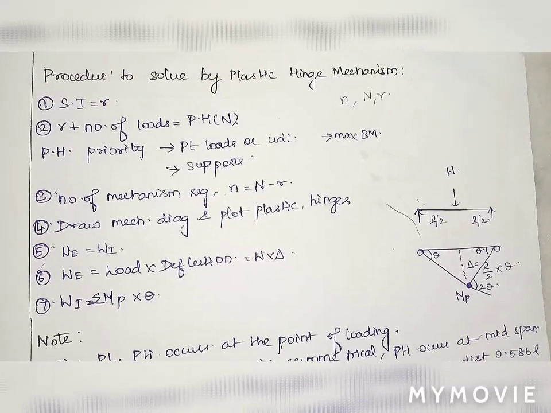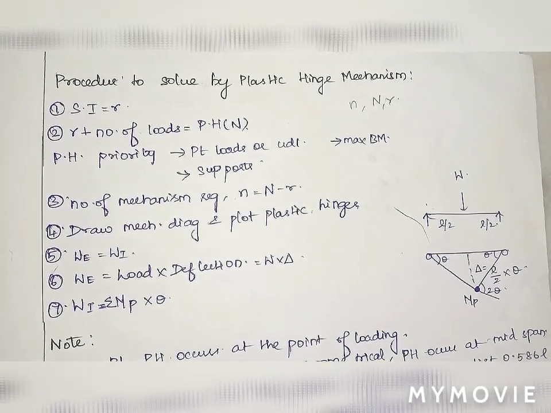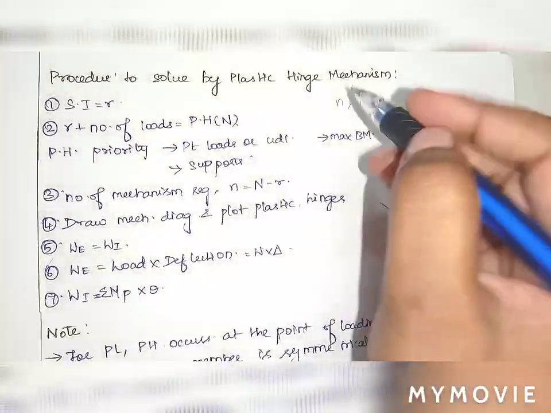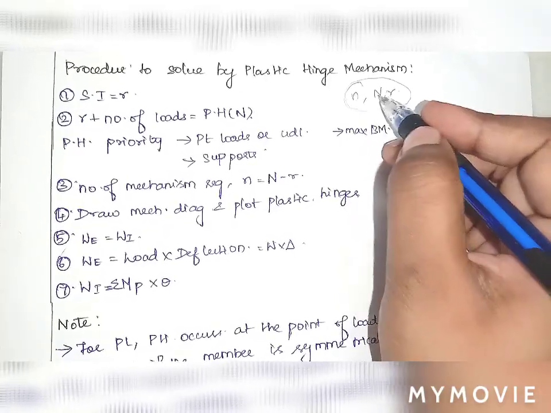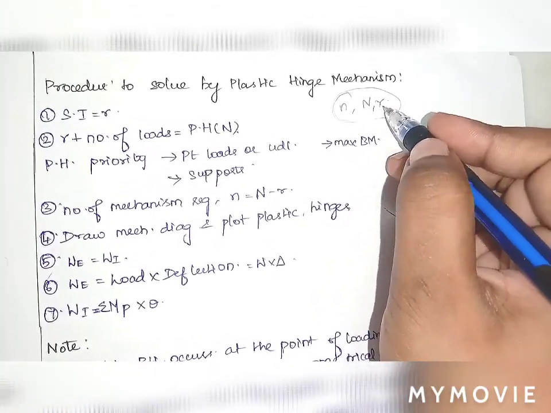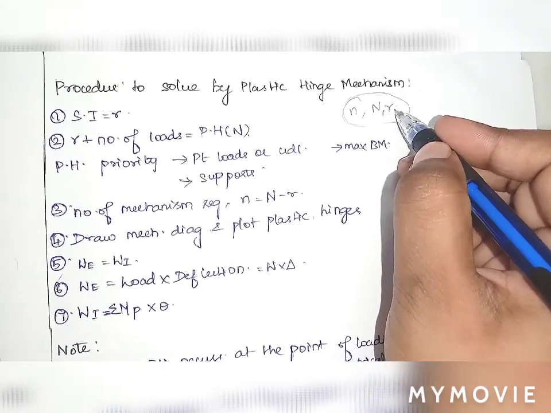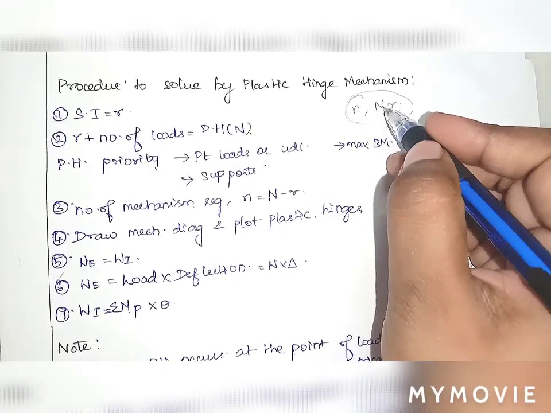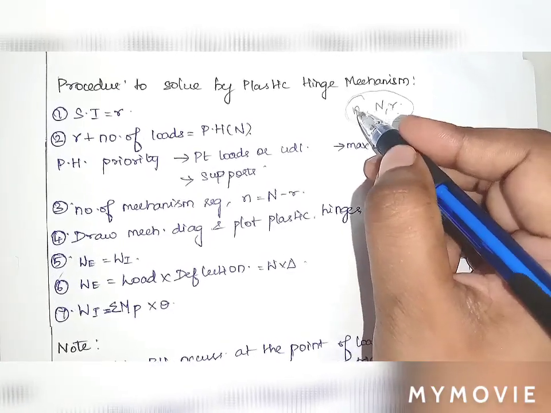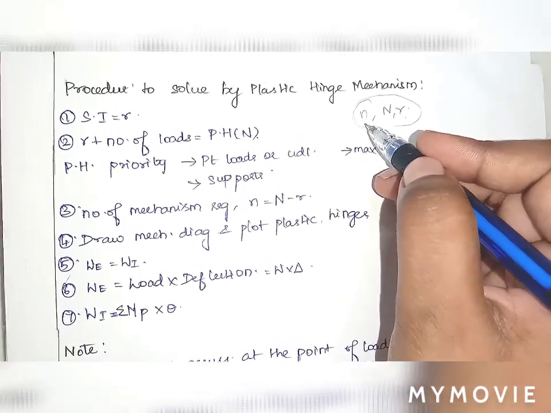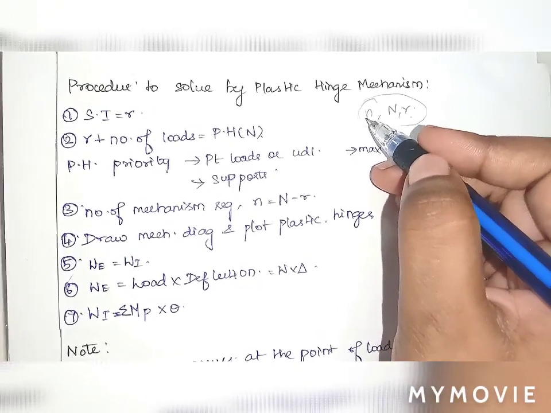Before getting into the problems, I'll discuss the basic procedure which is to be followed in these problems. Okay, so there are 3 important notations in these steps. That is small n, capital N and small r. Okay, so the small r indicates the degree of redundancy or the statical indeterminacy of a structure. Okay, the capital N indicates the number of plastic hinges which are formed in the beam. So next thing, small n indicates the number of mechanisms required to solve the problem. Okay, so how many mechanisms we require to solve the problem depends upon this small n.